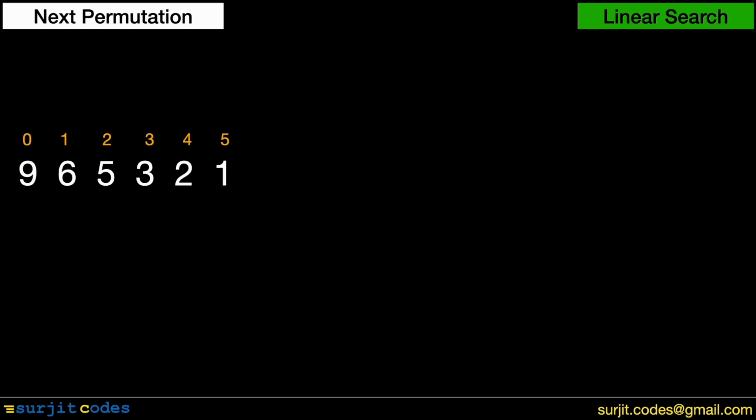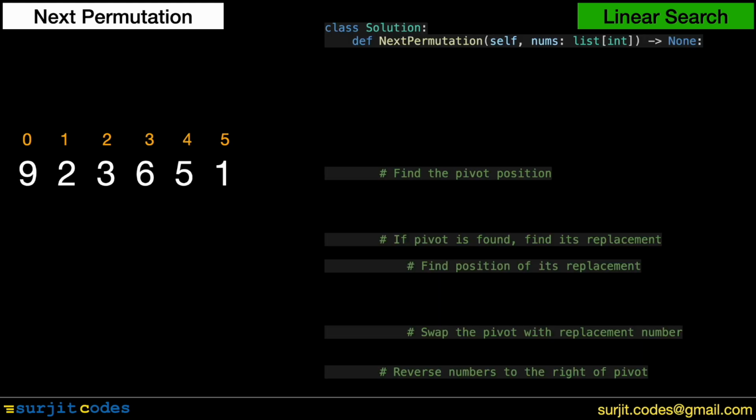Before we write the Python program, let us consider an edge case. In this case, all the digits are sorted in the descending order. Pivot will go out of bounds and its value will be -1. In this case, pivot replacement is not applicable nor possible. All the digits are present to the right of the pivot and therefore they all have to be reversed. And we get this number as the next permutation. We can verify easily that this is the smallest number.